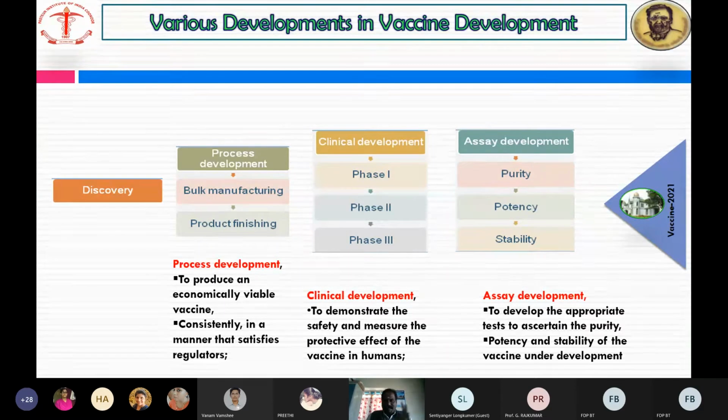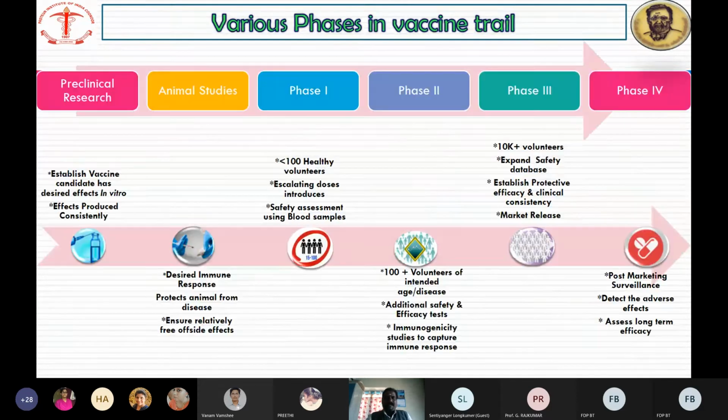Generally, for a liquid vaccine the expiry period is only 1 year. For a freeze-dried component, the expiry period is 2 years. This you can get only from the stability-based record. Next, you can get the different phases in detail: how many people we need and what kind of activity is there. So we can get everything in the various phases.